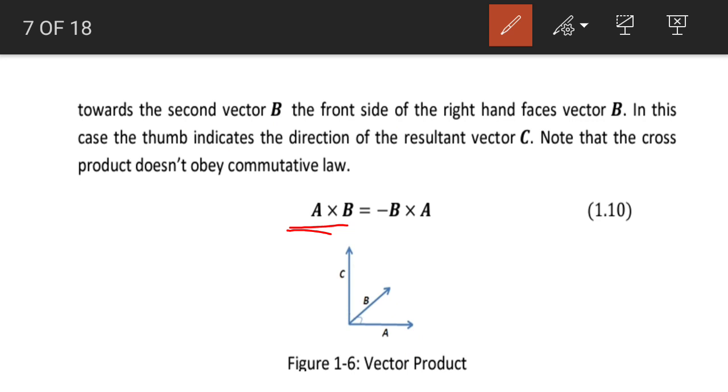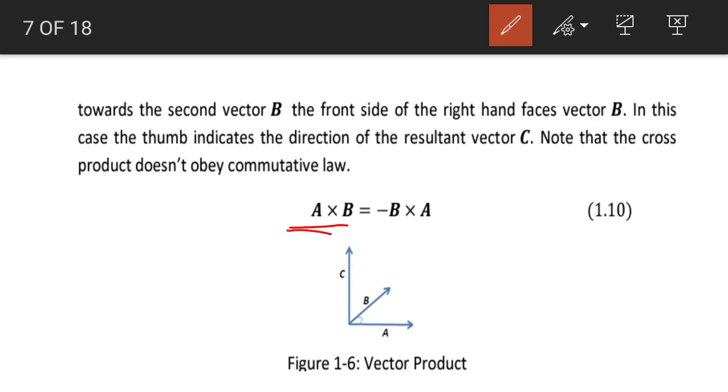So we place our right hand along with the first vector. We move our right hand towards the second vector in such a way that the front side of our right hand faces the second vector. If the front side of the right hand faces the second vector, then the thumb in this particular case represents the direction of the resultant vector.